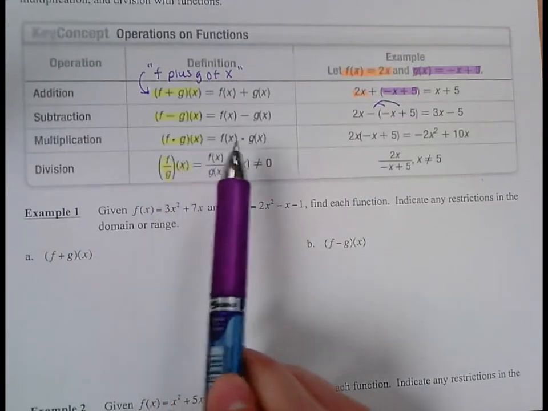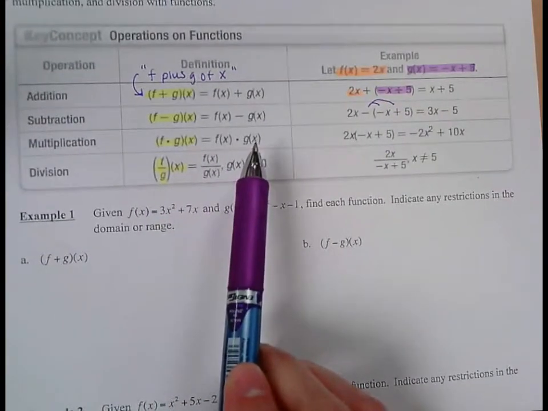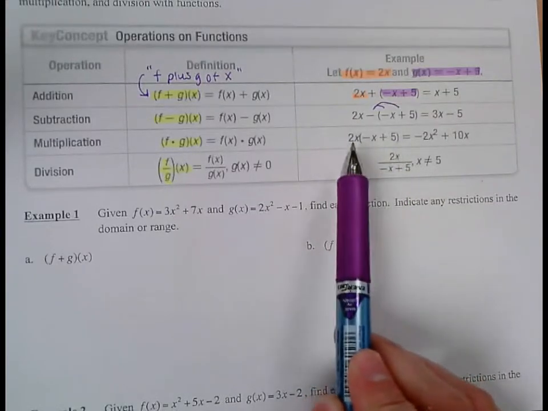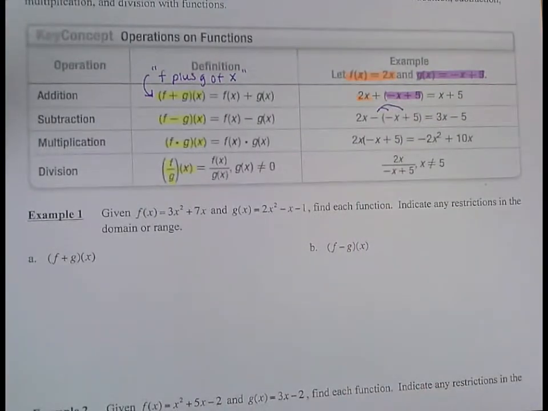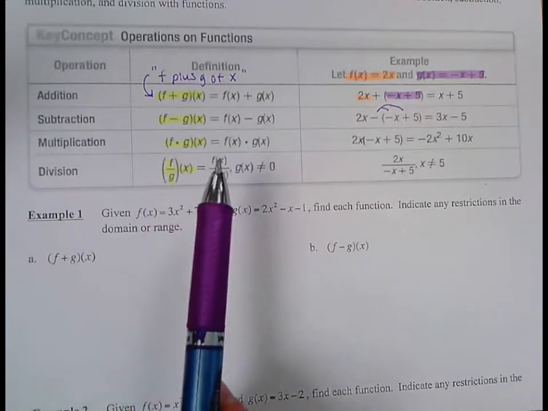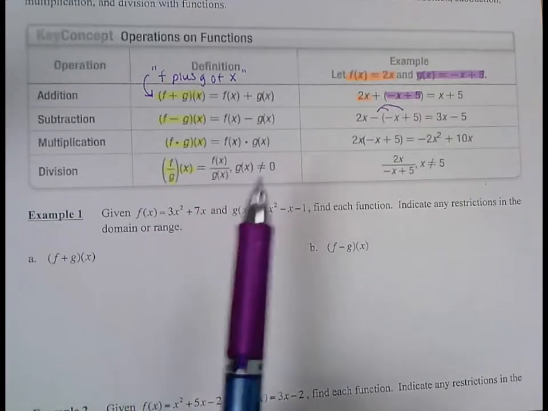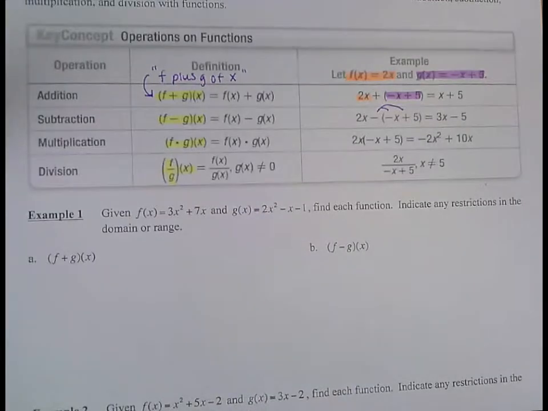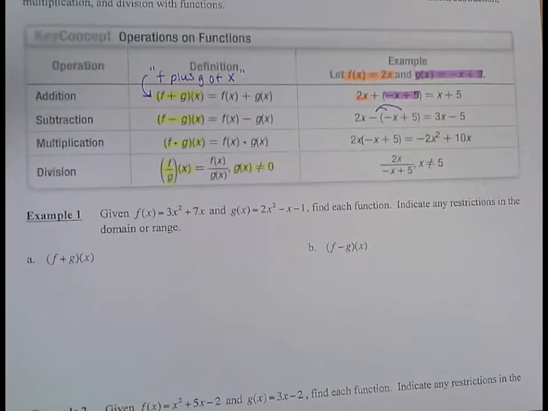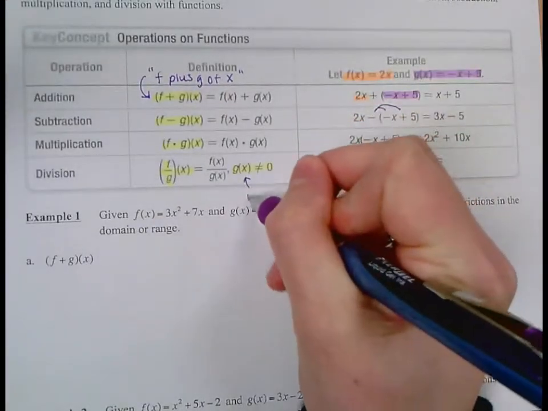F times g of x, so f of x times g of x, you're multiplying them. That is set up for you under the example, so that's distributing or perhaps FOIL, some combination of those. We've multiplied polynomials and functions before. And then f divided by g of x is f of x divided by g of x. There is a restriction though. It's called a restriction on the domain, if you want to make that note.